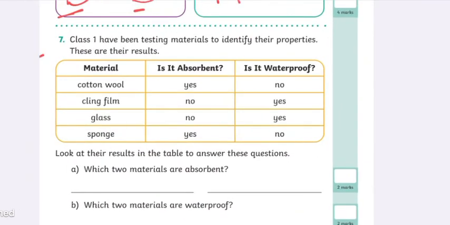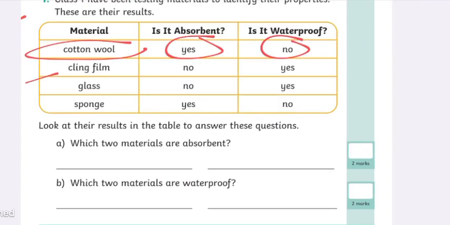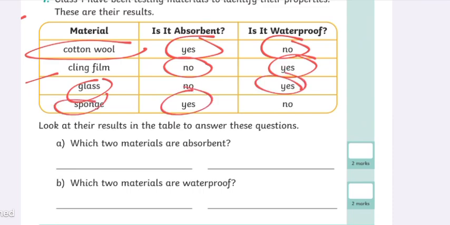So number 7, class 1 has been testing materials to identify their properties. These are the results. So number 1, the material is cotton wool. Teacher, there is cotton wool, cotton and wool. It's okay. Is it absorbent? Yes. Is it waterproof? Of course, no. If it's absorbent, it can't be waterproof, right? It has to be only one. The cling film, is it absorbent? No, it's waterproof only. The glass is waterproof only. The sponge is absorbent only.